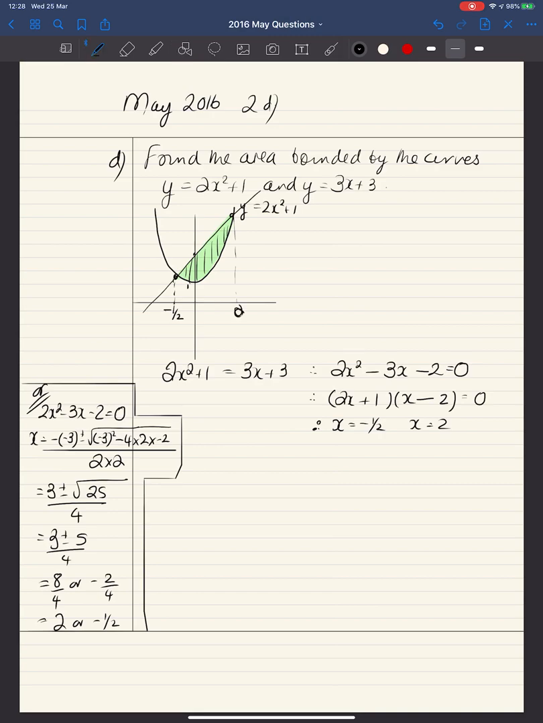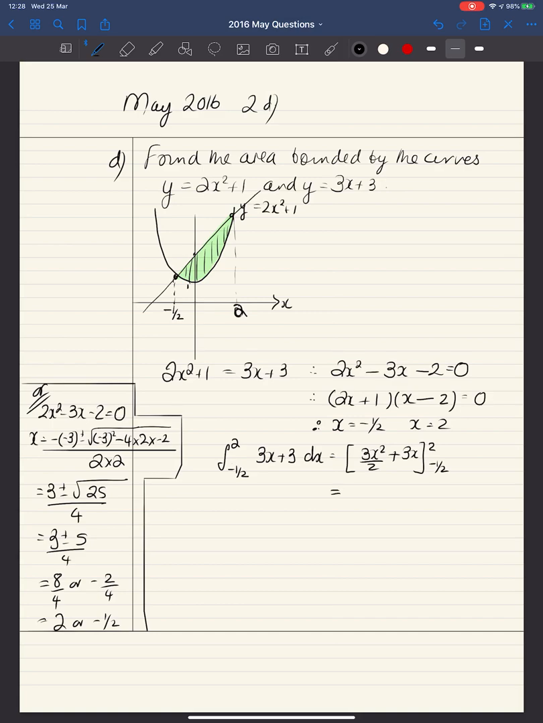So basically, what we have to do is find the area under the line, the 3x plus 3, and by under the line it means between the x-axis and the line, and then we subtract the area under the curve, and we'll be left with the green shaded area. So under the line, we need the integral from minus a half to 2 of 3x plus 3 dx. That's 3x squared over 2 plus 3x, between minus a half and 2.